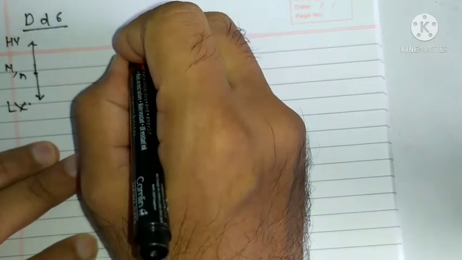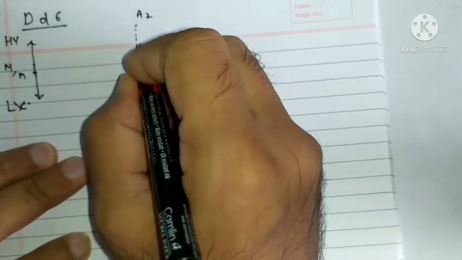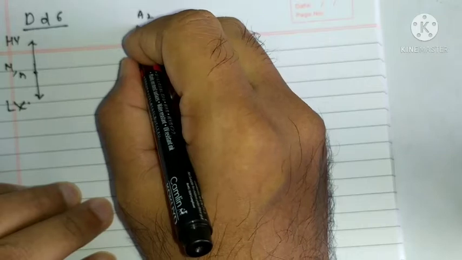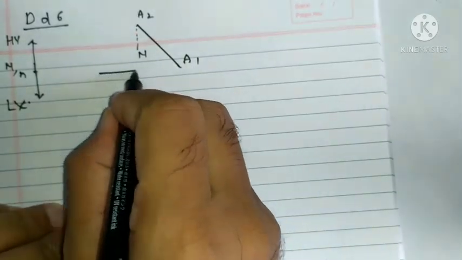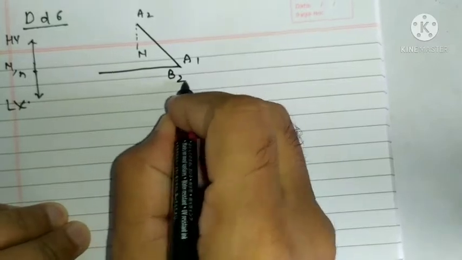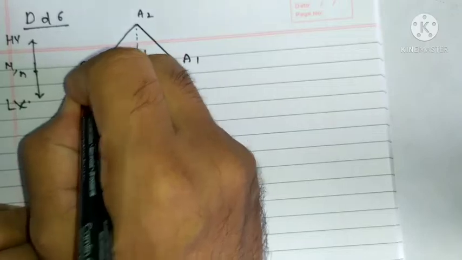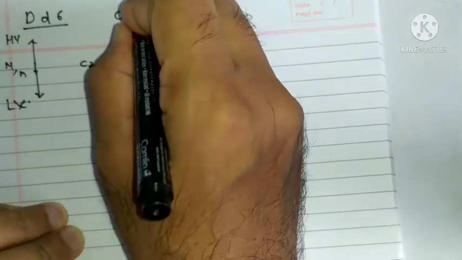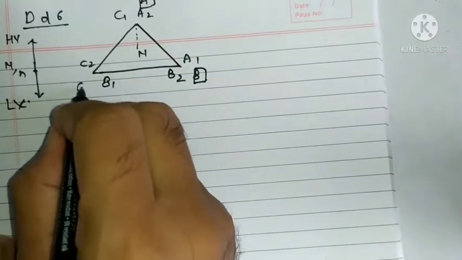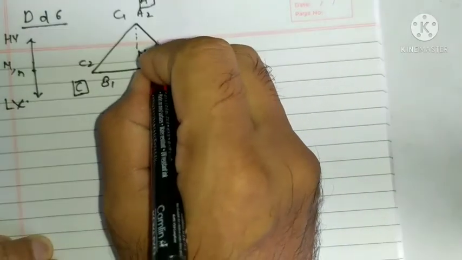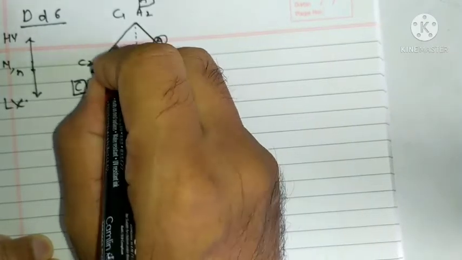Imaginary N, A2N, and the A2 terminal will be here. And A2 A1 will be drawn like this. Then B2 B1 following the phase sequence, and it will be C2 C1. This will be named as A terminal, B terminal, and C terminal. Arms will be A arm, B arm, and C arm.